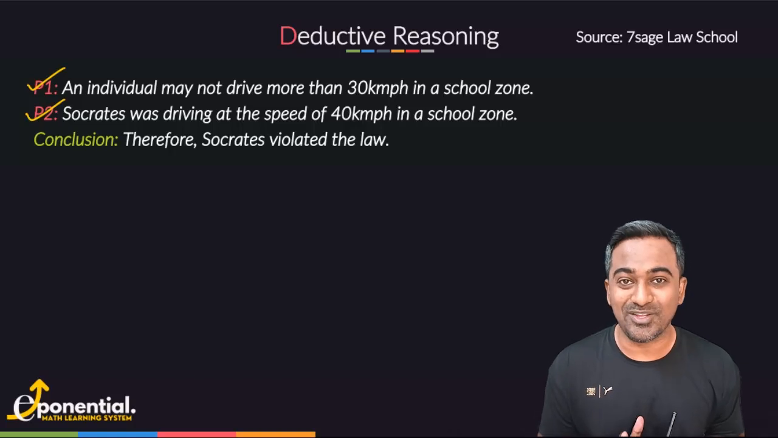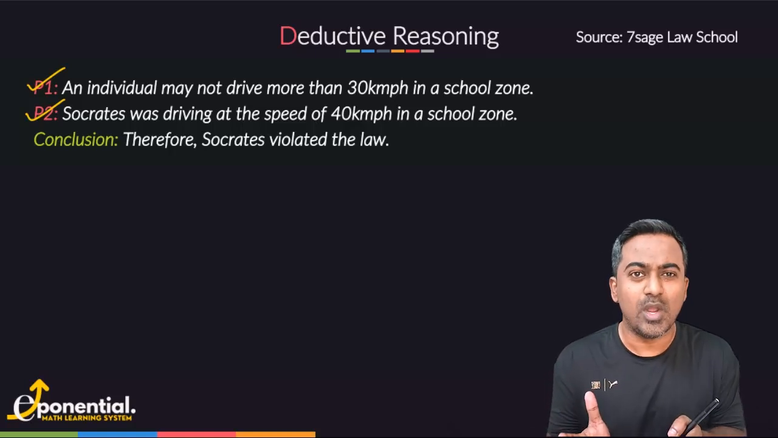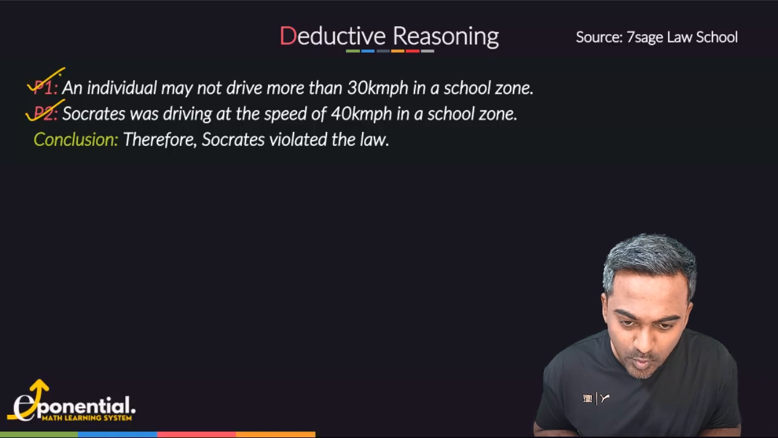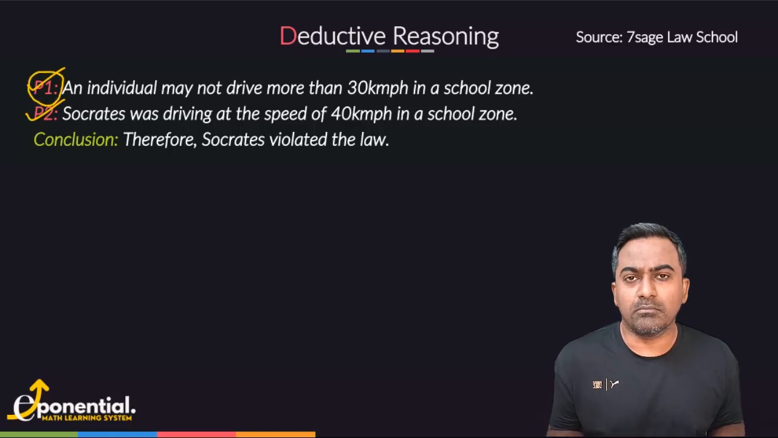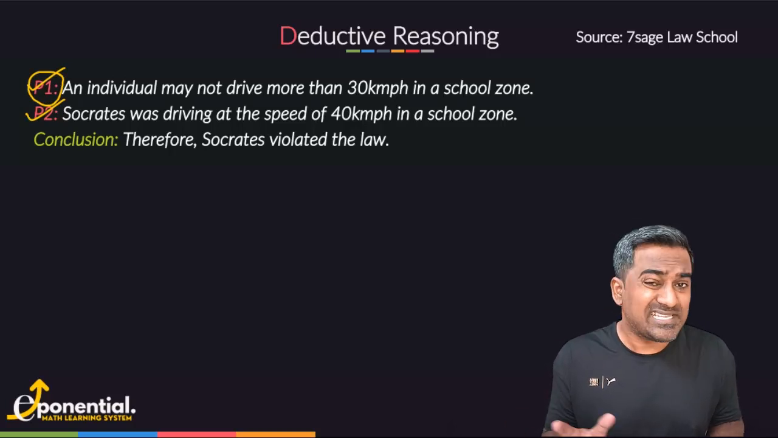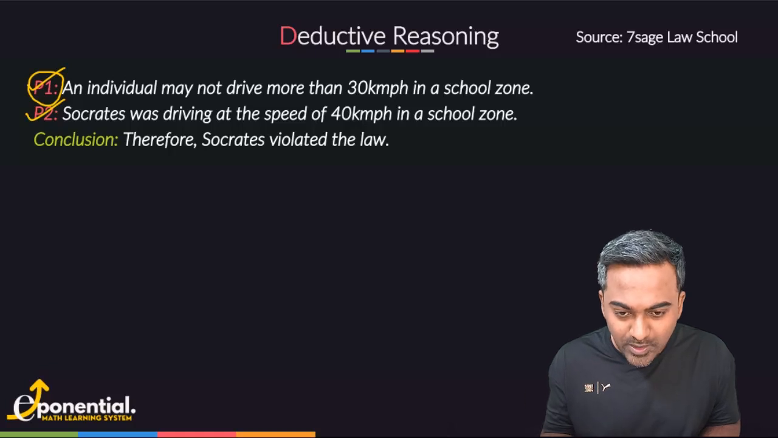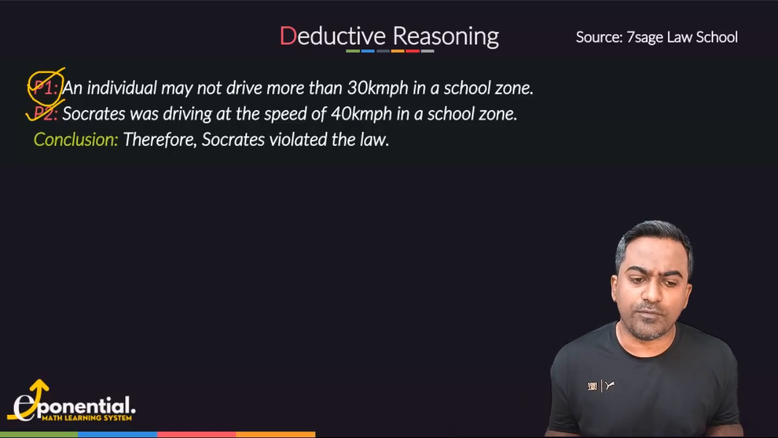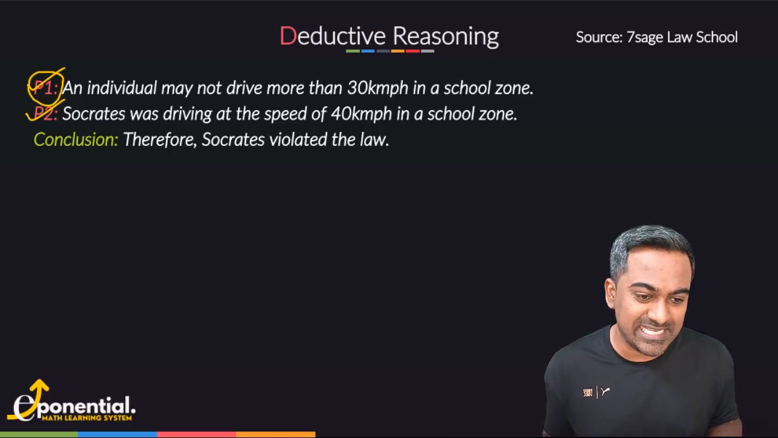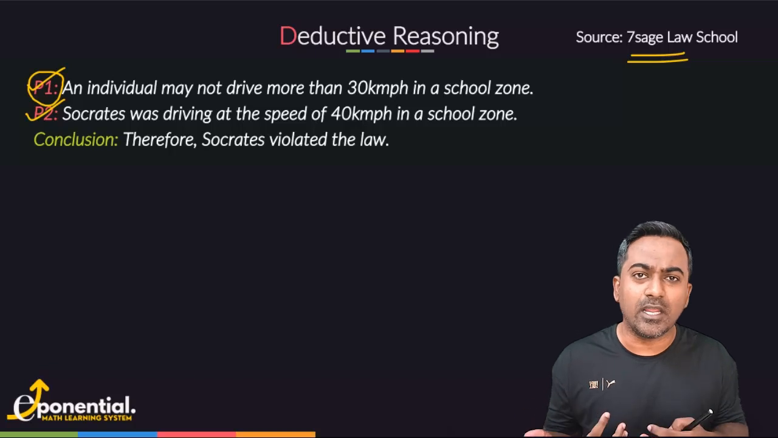Now, let's say you are given the job of defending Socrates. How are you going to construct a better argument? You're obviously going to attack these two premises, the supporting arguments based on which the conclusion has been drawn. So let's say I'm looking to attack the first premise. You could say that maybe the rule does not apply in the case of an emergency, or does the rule apply only during school hours, or is it applicable throughout the day? Or if you're looking to attack the second premise, maybe Socrates was not driving at 40 kilometers per hour at all, or maybe the area in which he was driving was not a school zone itself. This has been taken from Seven Sage Law School, so I've listed down the source. This is how deductive reasoning comes into play.